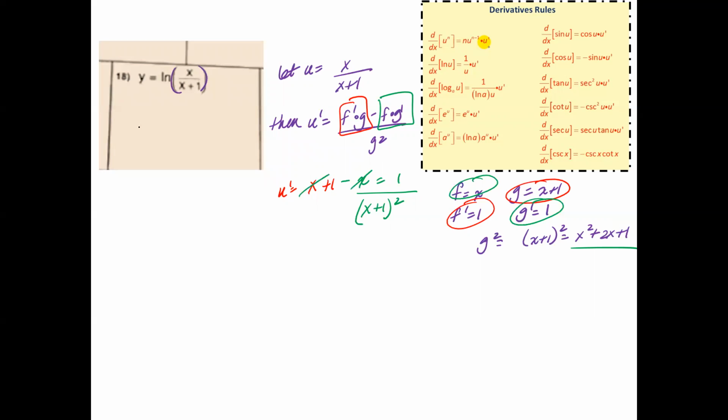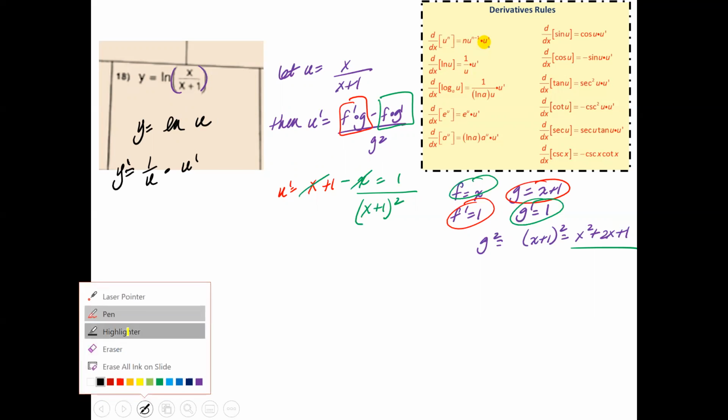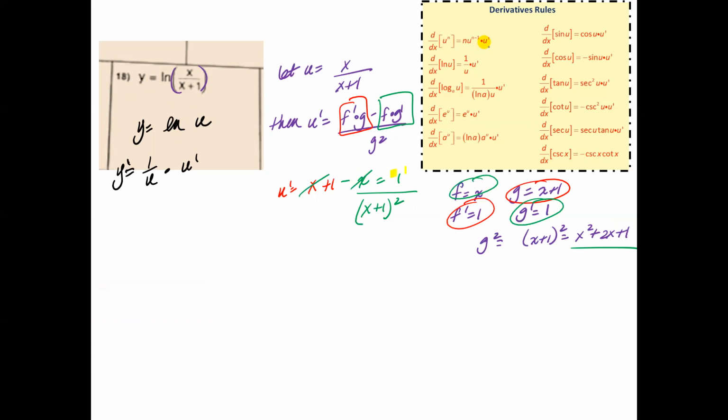So then here, I'm going to have y equals ln u. And you know y prime is the derivative of ln u, which is 1 over u times u prime. Well, lucky for you, we already have all the components we needed. I mean, we have u prime, and we definitely have u. So let's just go ahead and plug that in. So y prime equals 1 over u.